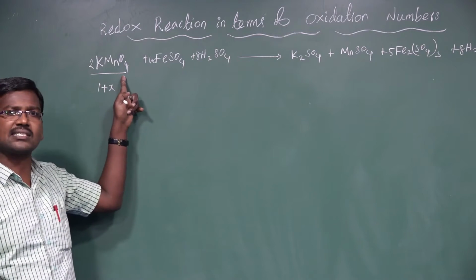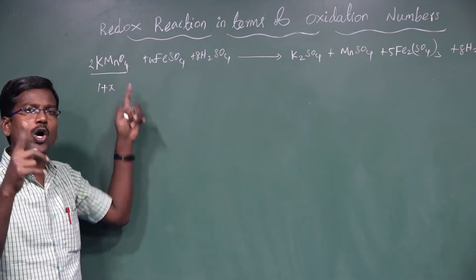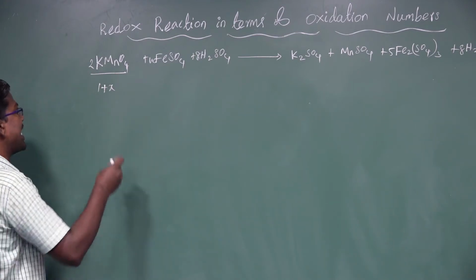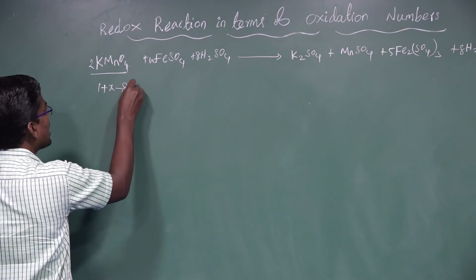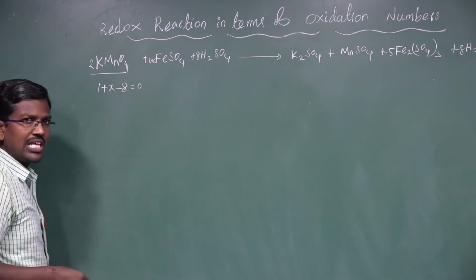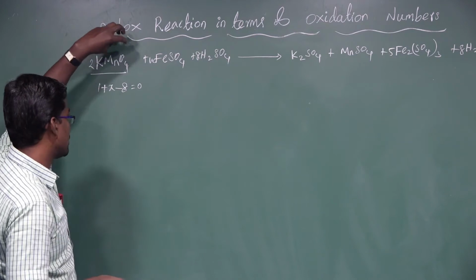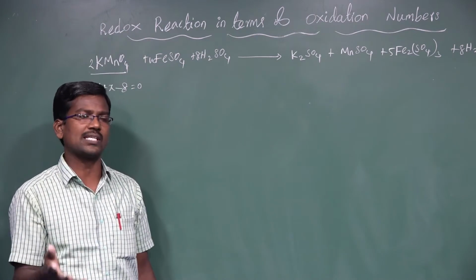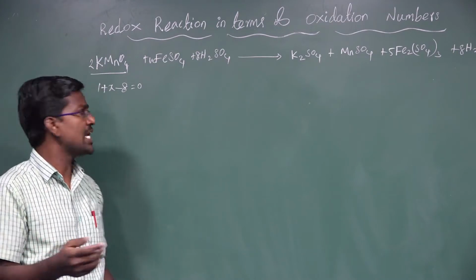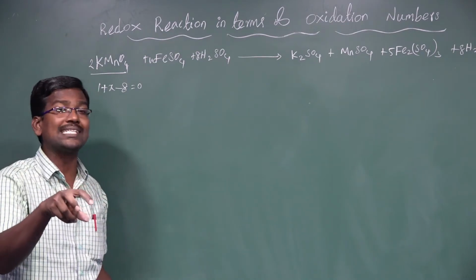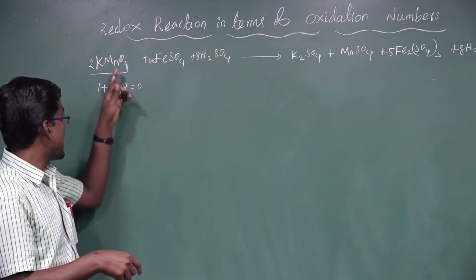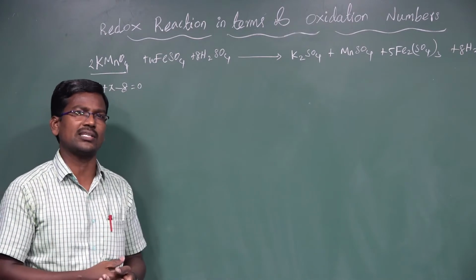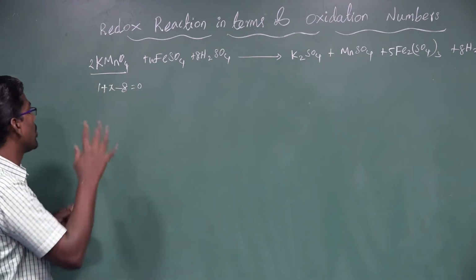Totally how many oxygens are there? Four oxygens are there, so 4 into minus 2 equals minus 8. The total equals 0 because there is no charge on the compound. If the compound contains a minus or plus charge, or 2 minus or 3 minus, the sum equals the respective charge. But in this compound there is no charge, that's why it equals 0.